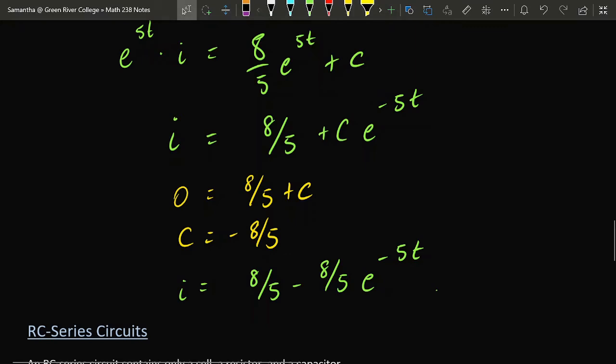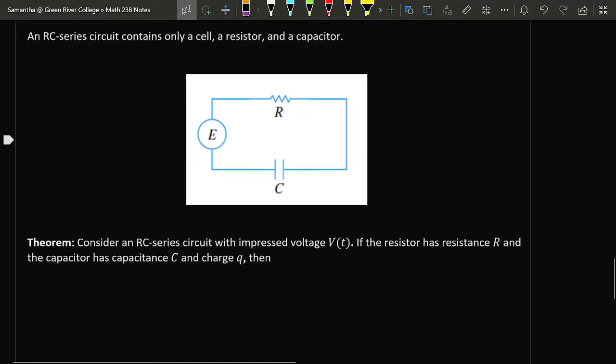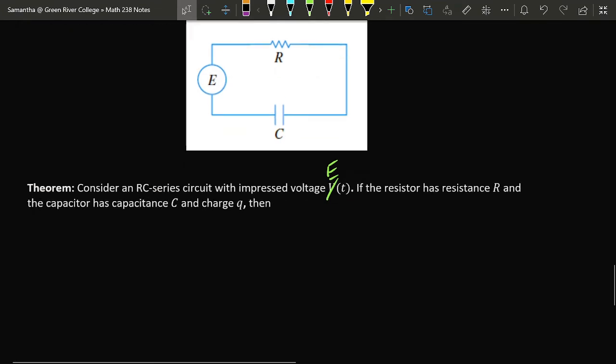Now we can set up something very similar if we have a circuit which contains only a voltage source, a source of impressed voltage, which again traditionally is called E and not V, and a resistor and a capacitor. So we're dissipating energy and we're storing some energy in an electric field. So in this case, you can set up a differential equation relating the amount of impressed voltage, the resistance of the resistor, the capacitance of the capacitor, and the charge, the amount of stored energy, roughly speaking.